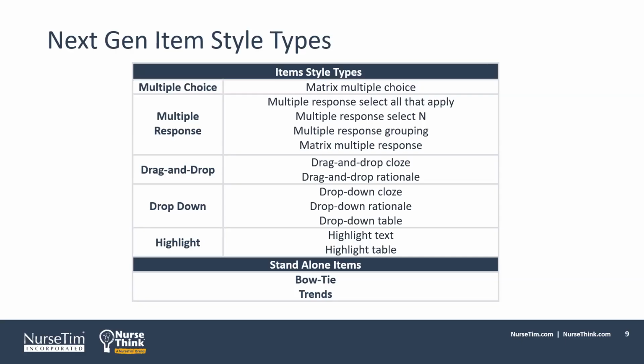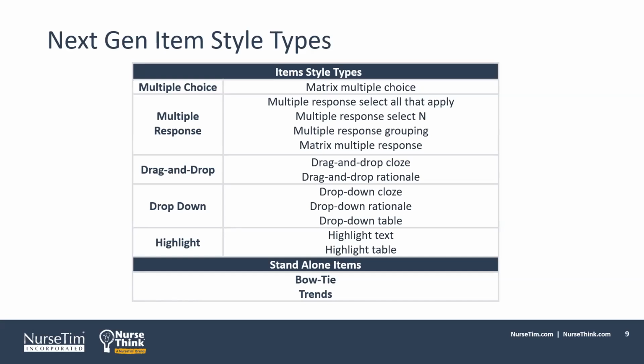Multiple response comes in several different formats. Select all that apply, which we're familiar with. Select N, which tells you specifically how many answers to choose out of those up to 10 options. There's multiple response grouping questions, and I'll show you an example of one of those shortly. There's matrix multiple response. Drag and drop can be a close item. It can be one with rationale. Drop down, lots of options and styles. Highlight text, highlight table. So despite the fact that there's only 5 main types, you can see that there's a lot of different styles of items that our students may be exposed to when they take this test.